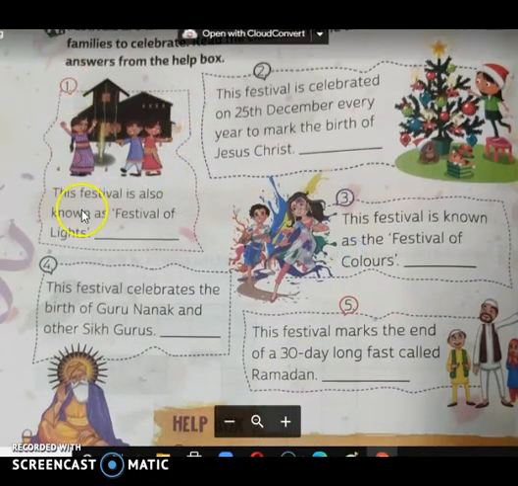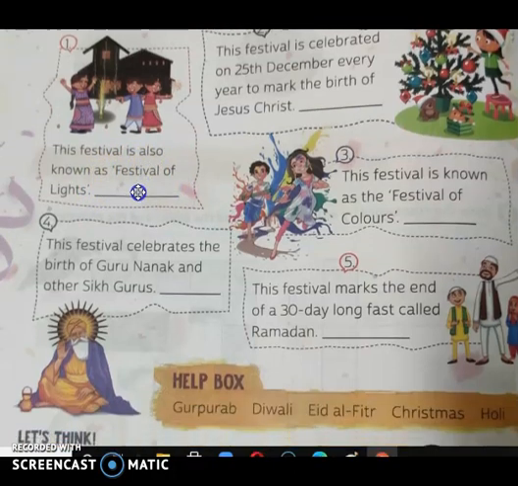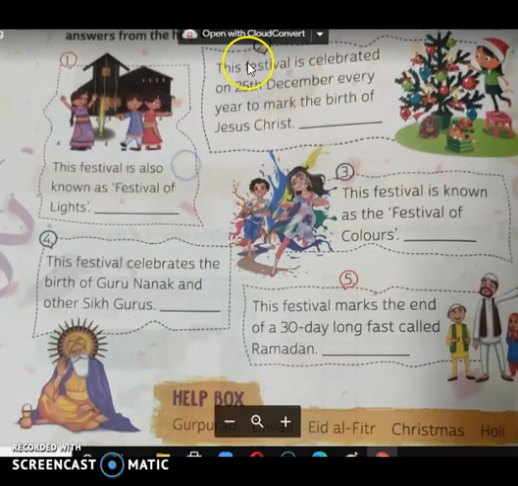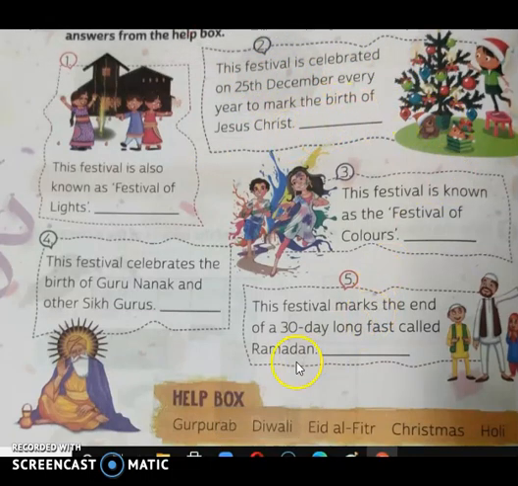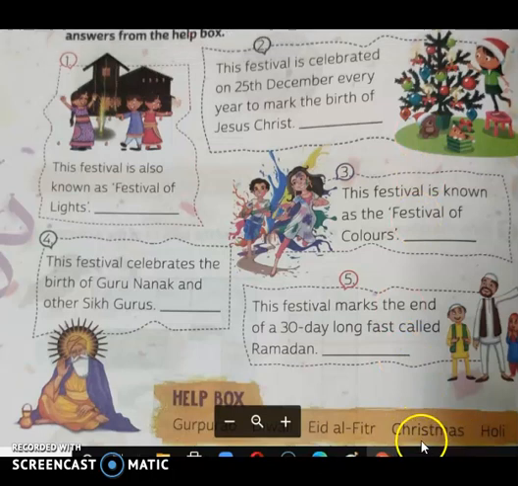First picture, this festival is also known as Festival of Lights. Are you able to identify the answer? Yes, it's Diwali. Next, this festival is celebrated on 25th December every year to mark the birth of Jesus Christ. Yes, it is Christmas. Christmas. You can copy the spelling from the help box.